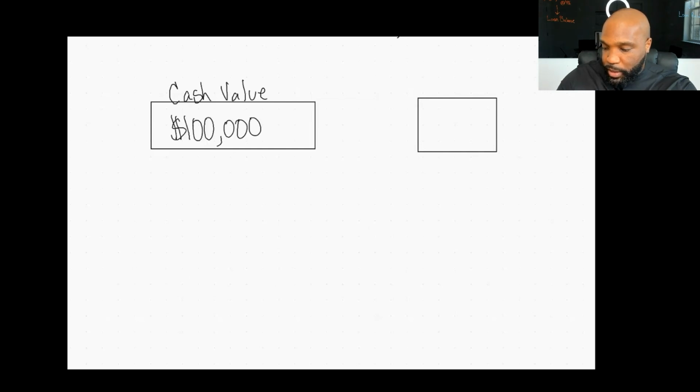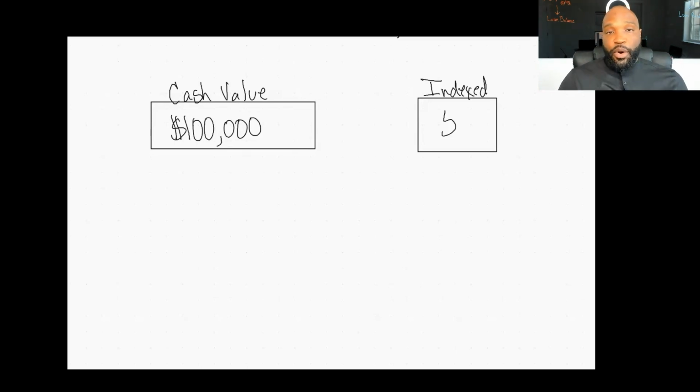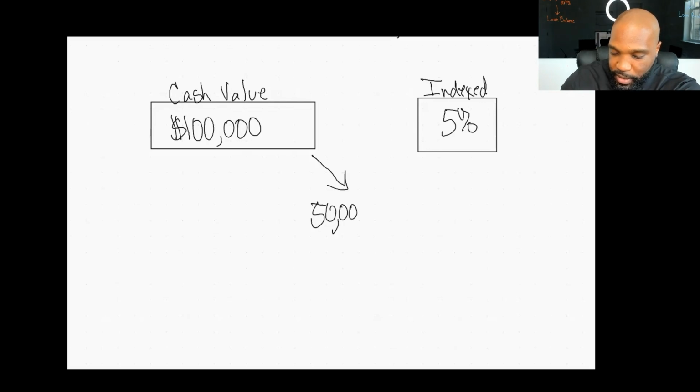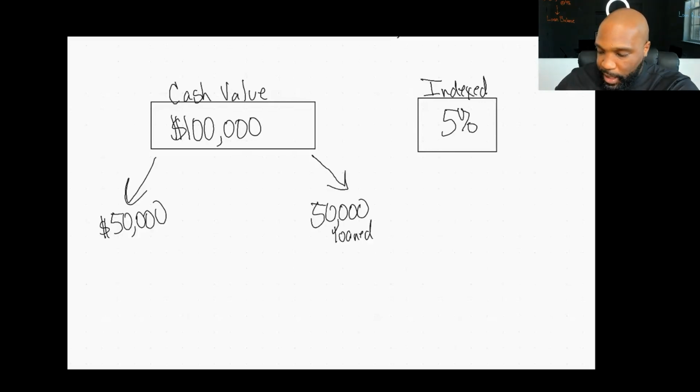All right, so we're going to have the same cash value of 100,000, and then we're going to have an index loan, because remember, index and variable, they operate basically the same way. But for this example, we're just going to use the index loan at 5%. So same scenario, you want to borrow $50,000. You got 50,000 here. This is your loaned money. And then you got 50,000 over here. This is your unloaned money. And they're going to charge you 5% interest on the $50,000, bringing your loan balance to $52,500.